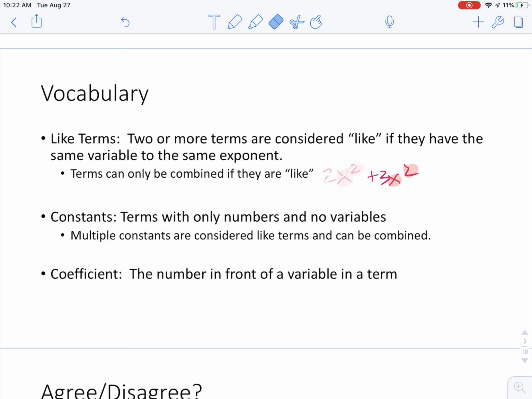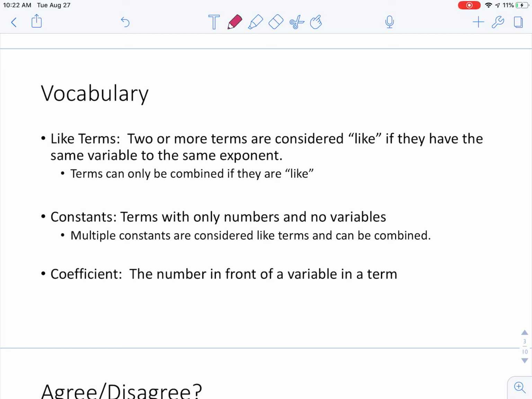Okay? However, something like x plus y, not like terms. x and y aren't the same variable. Something like 3x squared plus 2x are not like terms because one is squared and one is not. So you have to be careful. Same variable, same power. Terms can only be combined if they're like.